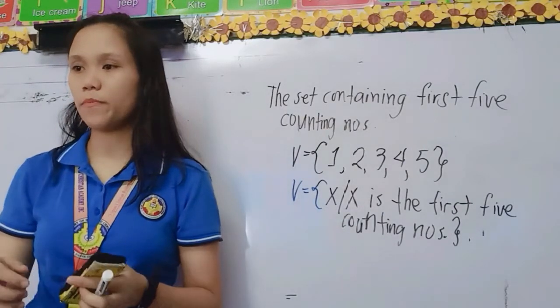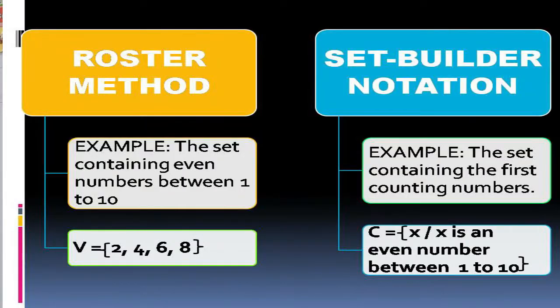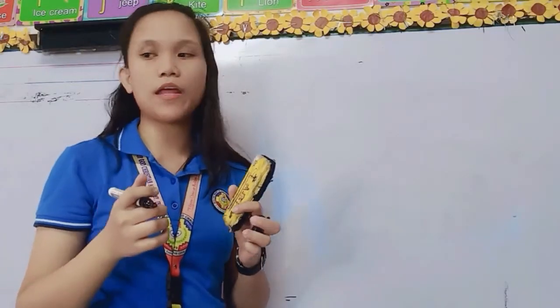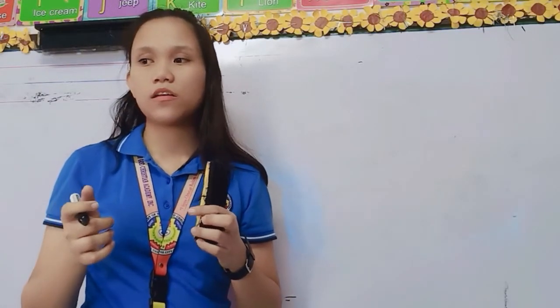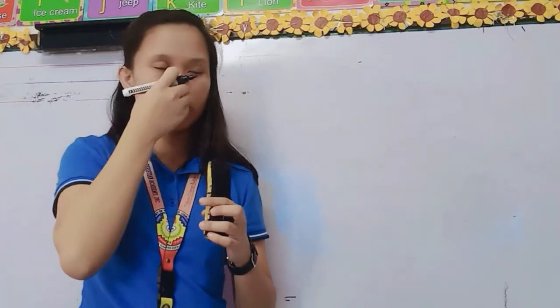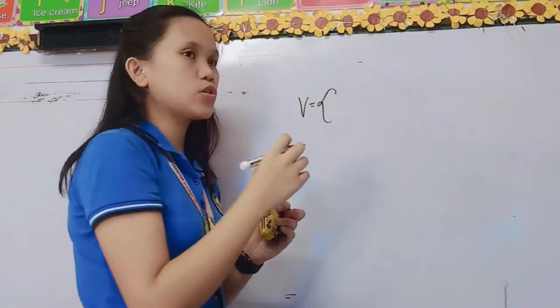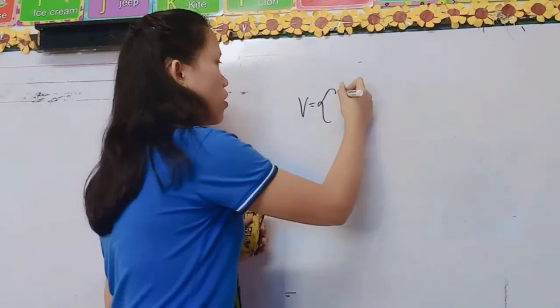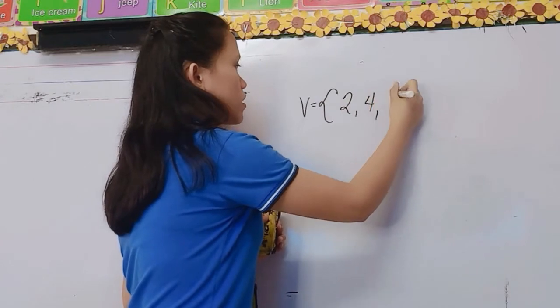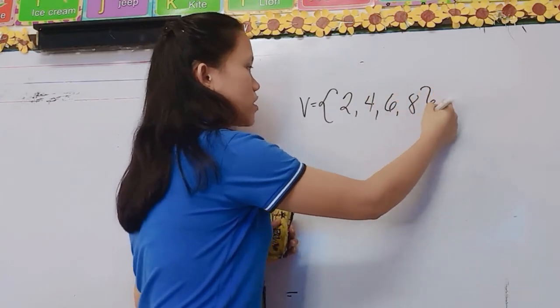Next, another example is the set containing even numbers between 1 and 20. No, the set containing even numbers between 1 to 10. So what are the even numbers between 1 to 10? How are we going to write that using roster method? Set V is equal to 2, 4, 6, and 8. These are the even numbers between 1 to 10.